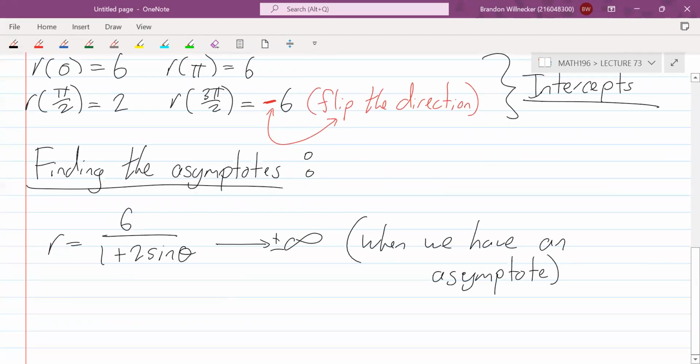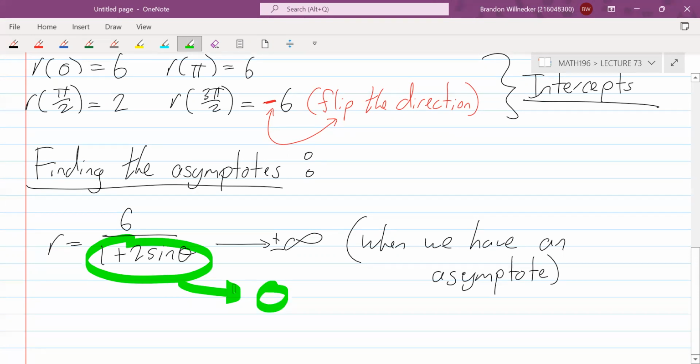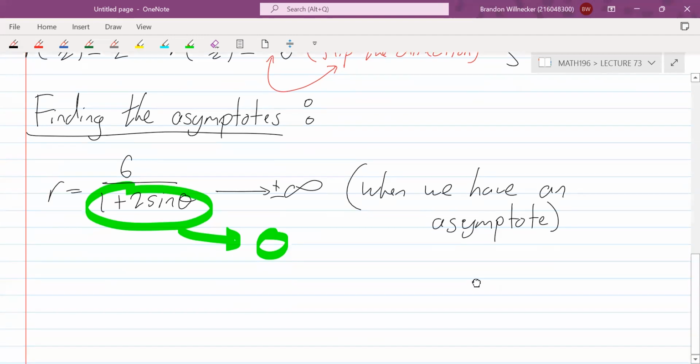Okay, now when will this go to infinity? Well, the top is finite, it's 6. So this is going to go to infinity when this bottom part goes to 0. So this bottom part here needs to go to 0, and then that means the whole thing goes to infinity. So that's the condition for an asymptote. The denominator needs to be 0.